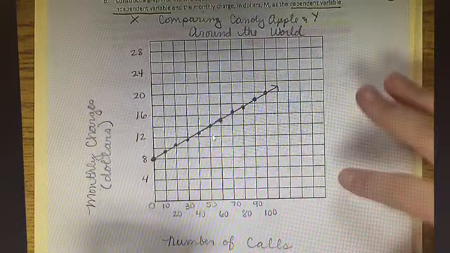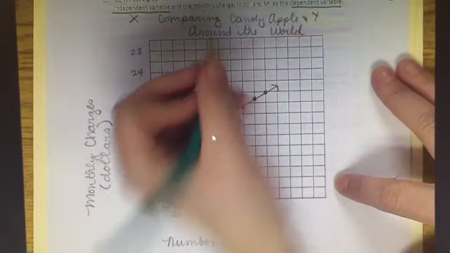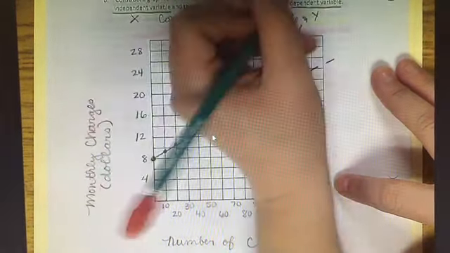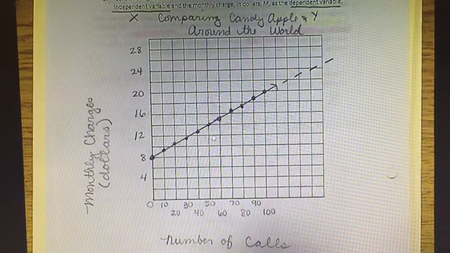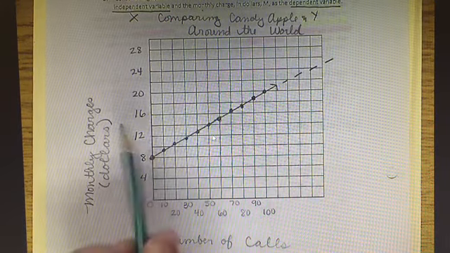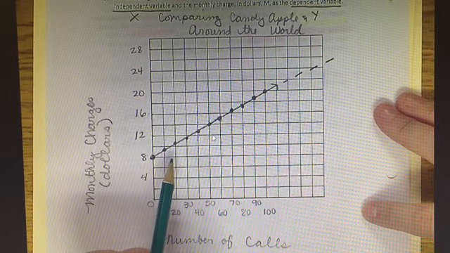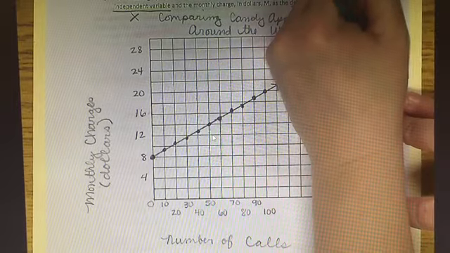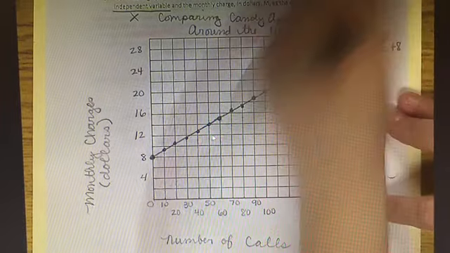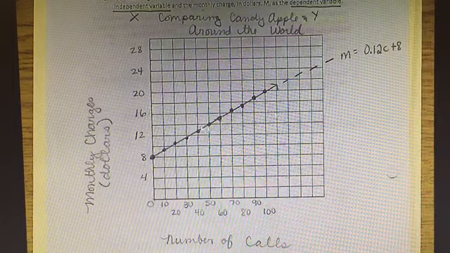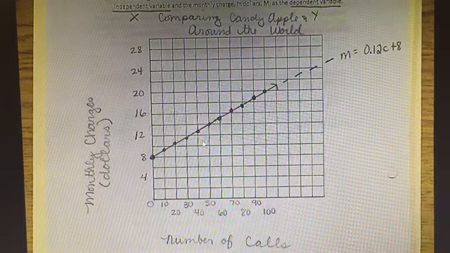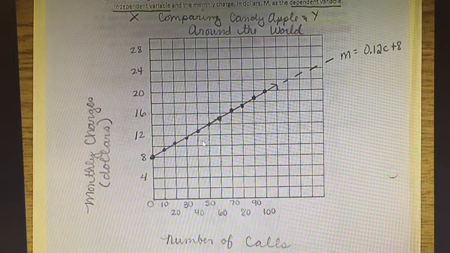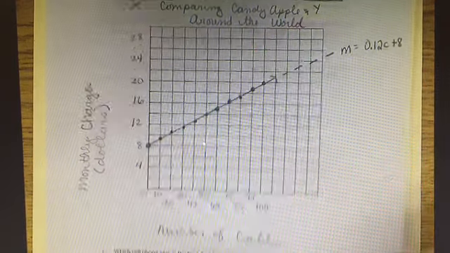When you do this, you're gonna want to make sure I know which line goes with which equation. So this is the candy apple, which is M equals 1200 C plus 8. Making sure I know somehow you identify which one goes with which equation.